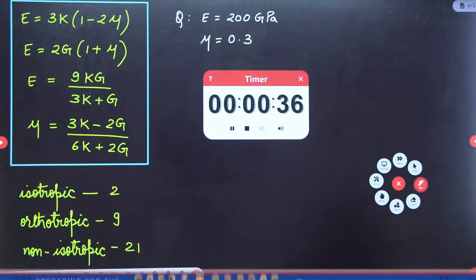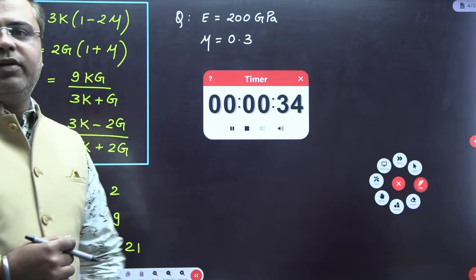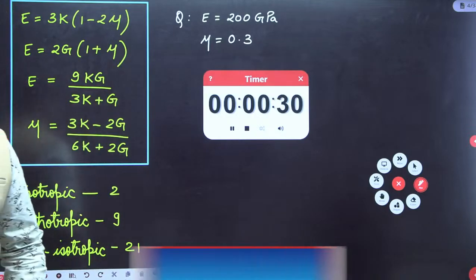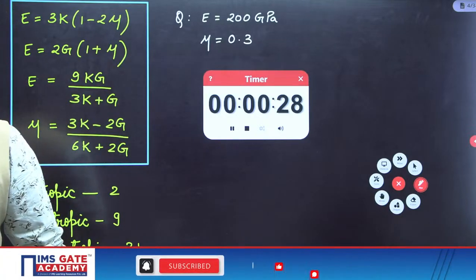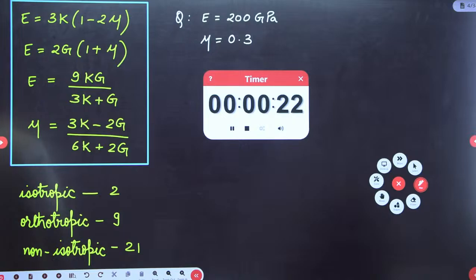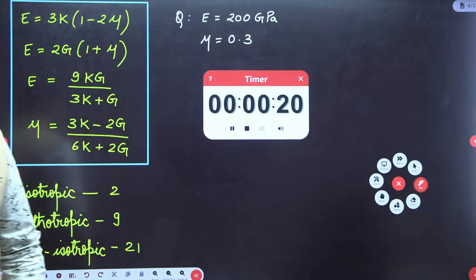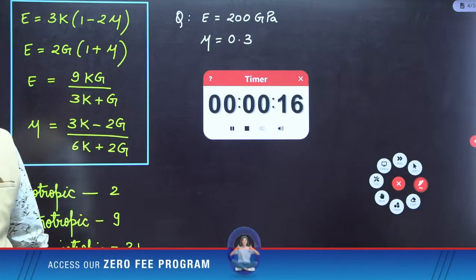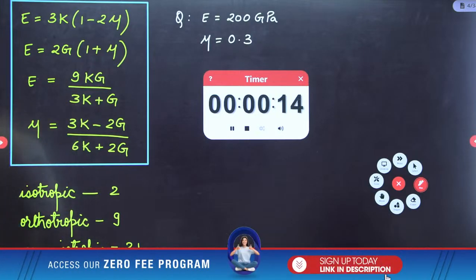Go for it. Very good, Manav. Very good. K is 111.11. Go for mu, G also. Keep commenting your answers. Do it quickly. All of you keep commenting your answers. Whatever answer you are getting, keep commenting.